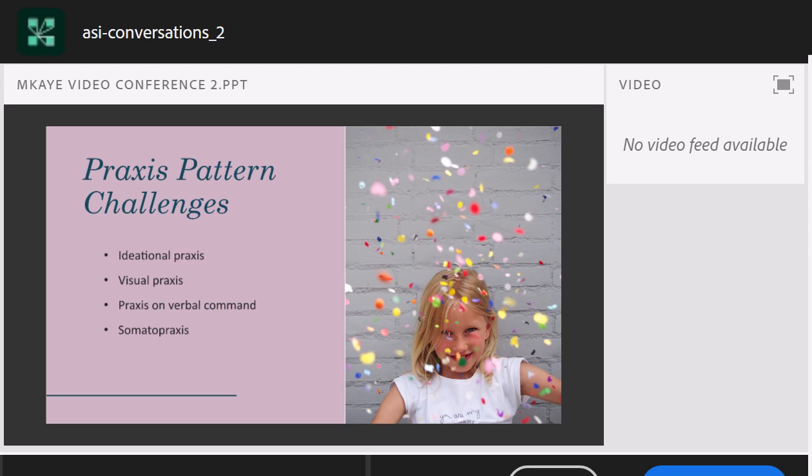When we think about patterns of praxis challenge, these are from the SIFT. We have ideational praxis, so coming up with an idea for what you want to do. Visual praxis, being able to see and coordinate your body with your eyes. Praxis on verbal command, which would be, I say to you, I'd like you to walk over to the corner, get the large orange ball and bring it back and bounce it three times. So there's that aspect of praxis. And then somatopraxis, which has to do with the incorporation of the tactile and proprioceptive systems with motor control and motor coordination for novel activities.